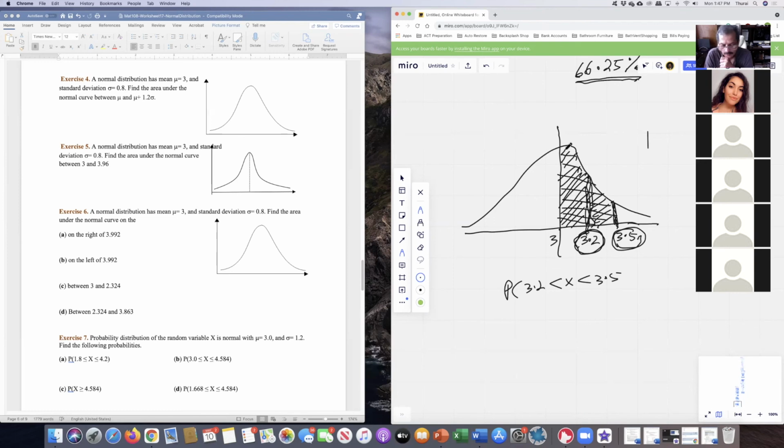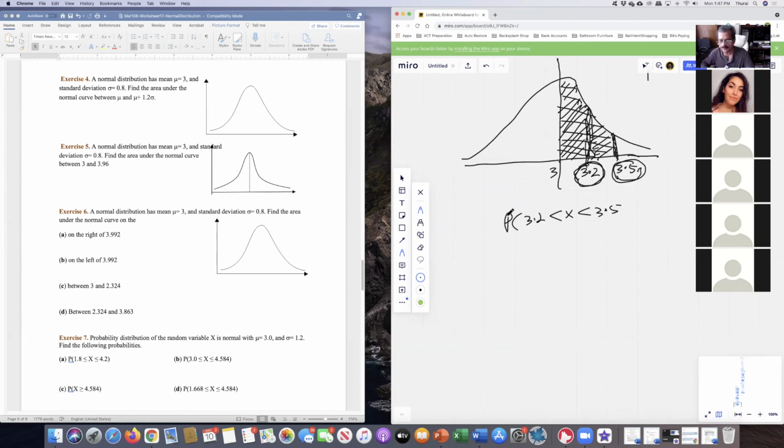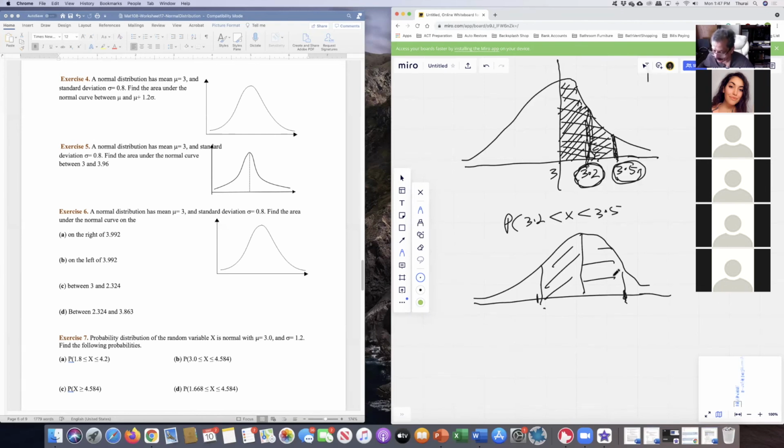So, is this what we would do for letter D? No, letter D was different. The numbers were on two opposite sides. Letter D had one number on the left side of mu and the other number on the right side of mu. So if I look up the left side number, I get this area. The right side number will give you this area. I needed to add them up for part D. In this problem, I just made up this one separately.